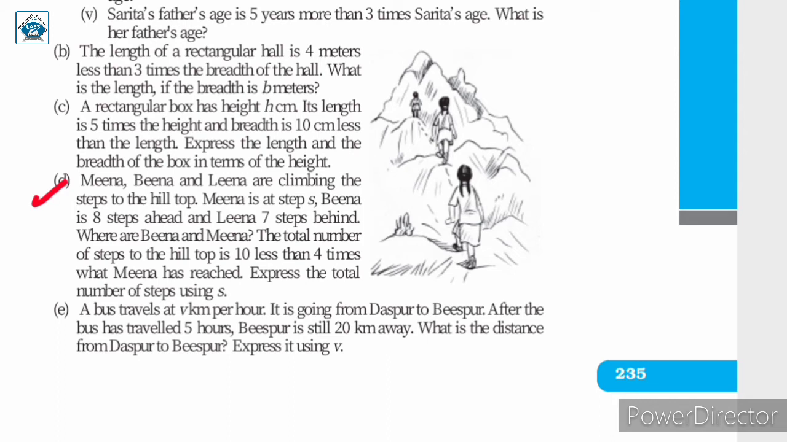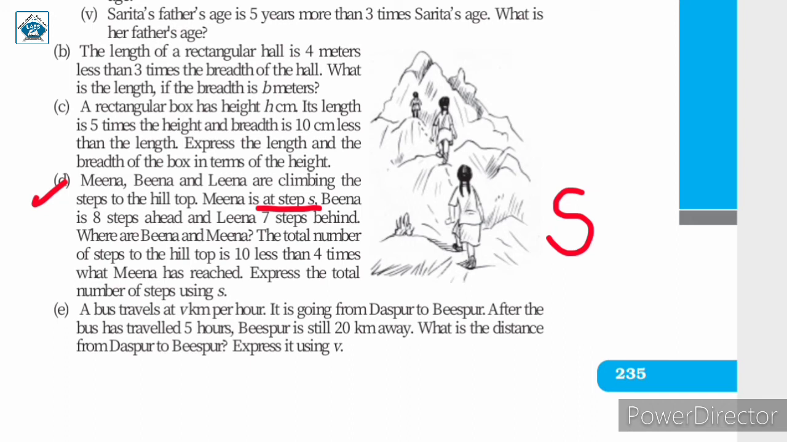So here in this question, we are given that 3 girls, Meena, Beena and Leena, are climbing the top of a hill. So, Meena is at step S. So here the variable given is S. In terms of this, we have to express the total number of steps.